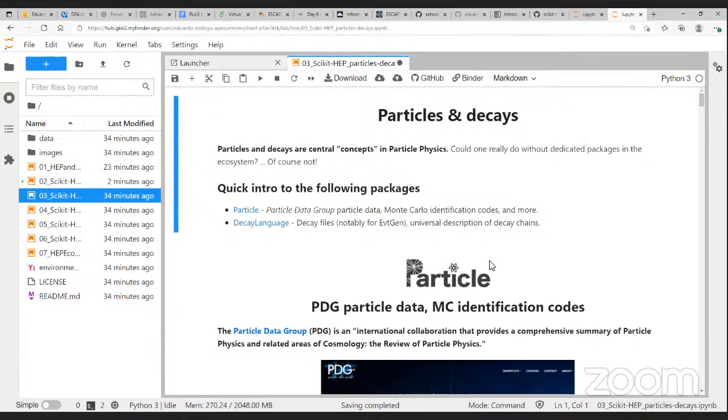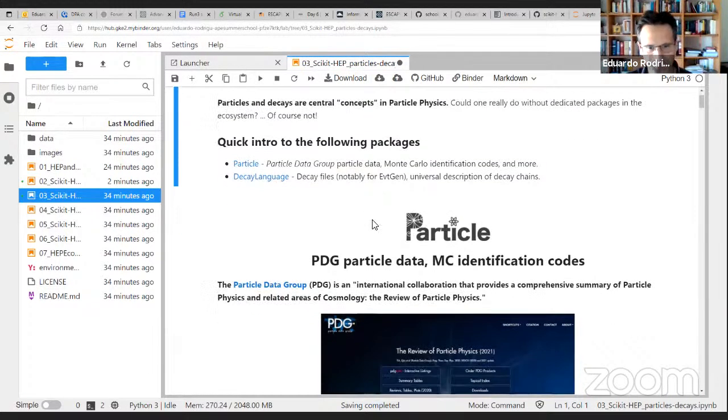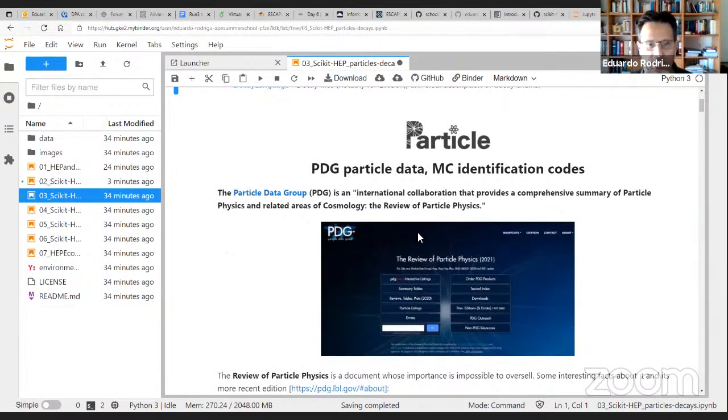Okay. All right. So first thing I wanted to start with is very quick, easy packages, particle and decays. Well, because particles and decays really are central concepts in particle physics for these reasons. So you had to have really a package for each of them. But there are more serious reasons why you would like to have a package, as you will see in a second. So those are the two packages, particle and decay language, that I wanted to introduce you to in these notebooks. So first of all, particle.